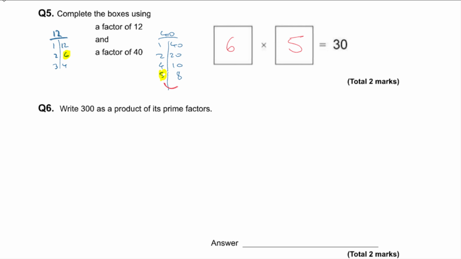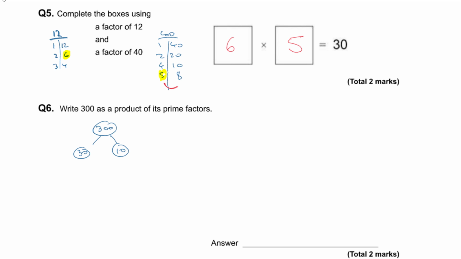Okay, question 6. Write 300 as a product of prime factors. Now you can do this as a factor tree if you don't have a calculator with the function. So you'd write 300 at the top, and you do 2 branches coming off it, and you think, well, what 2 numbers multiply together to give me 300? Well, I could have 30 and 10. Doesn't really matter which ones you pick. It always comes out the same way each time.